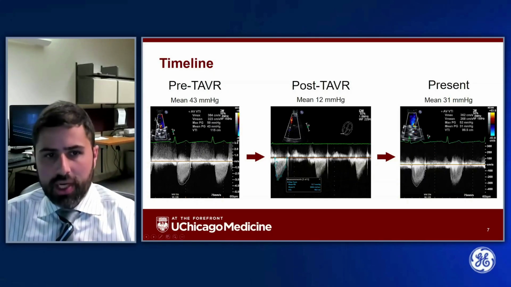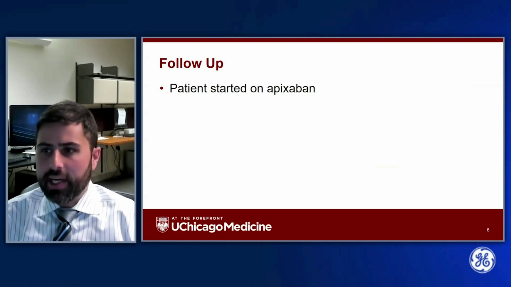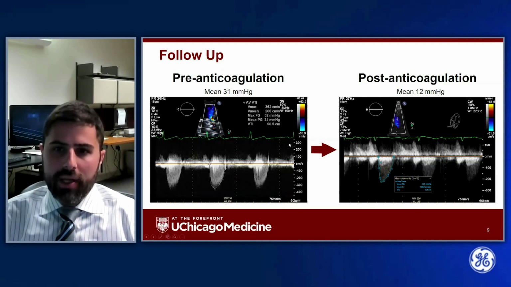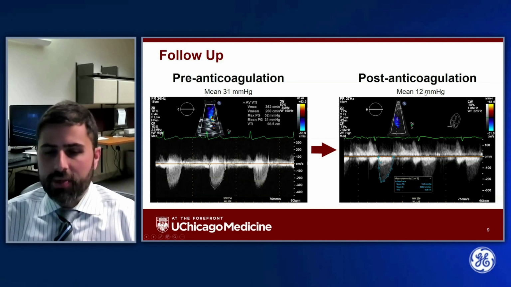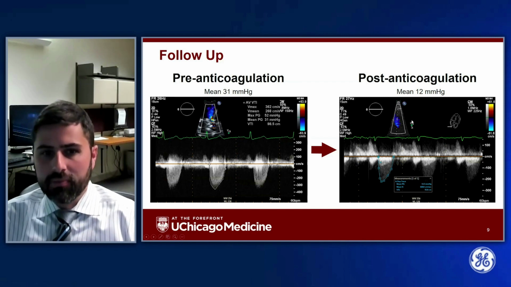So to update our care, the patient was started on Eliquis for anticoagulation due to the findings seen on cardiac CTA. And on follow-up echo, the gradient was noted to have returned back down to 12 millimeters of mercury, which was consistent with her post-TAVR values, which was significant improvement, also supporting the successful treatment of HALT in this patient.